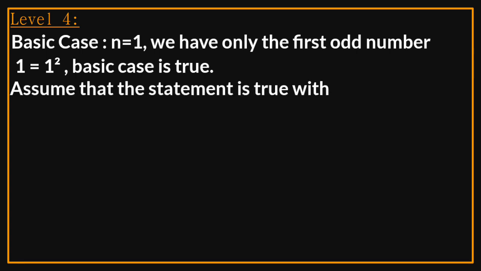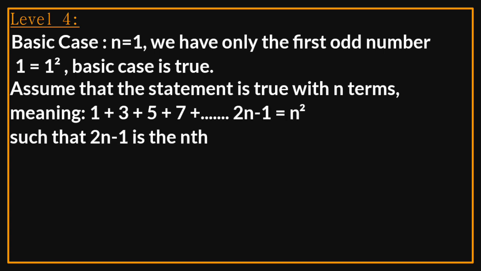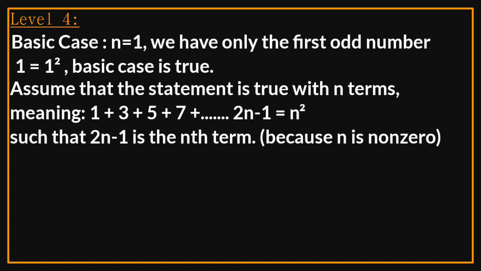We make an assumption that for n terms, 1 plus 3 plus 5 plus 7, until plus 2n minus 1, equals n squared, such that 2n minus 1 is the term number n. Note that I expressed it as 2n minus 1 and not 2n plus 1, because I want n, the number of added terms, to start with 1 and not 0, so that it'll make our proof easier to work with and be consistent with our base case and the problem specifying non-zero n. Now, can we prove that if it's true with n terms, then it's true with n plus 1 terms?